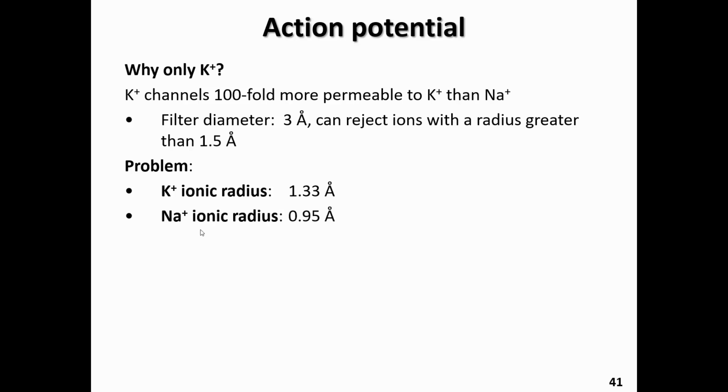If we take a look at the sodium ion, however, the sodium ionic radius is quite a bit smaller than potassium, at 0.95 angstroms. So its diameter is less than 2 angstroms. So in theory, it should be able to move through the filter, but it does not. It's actually unable to move through the potassium channel. So the question here is: sodium can fit in terms of its size, but it doesn't go through.